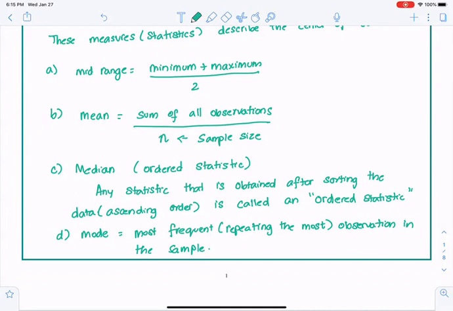Finding the mid-range is easy. It is the minimum plus maximum divided by 2. The mean is easy. You sum all the observations and divide by the sample size. Mode, you just look for the most frequent observation. However, the median requires a little bit of work, but it is doable.